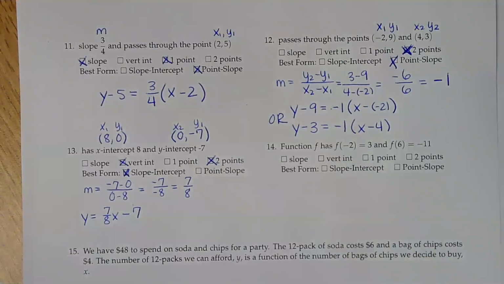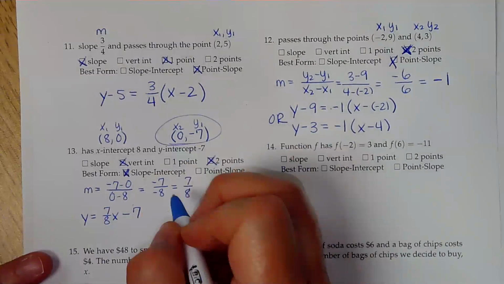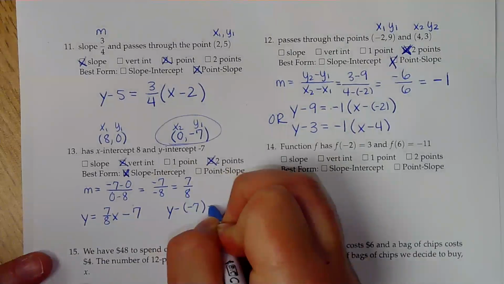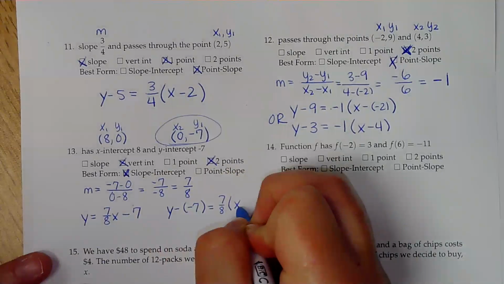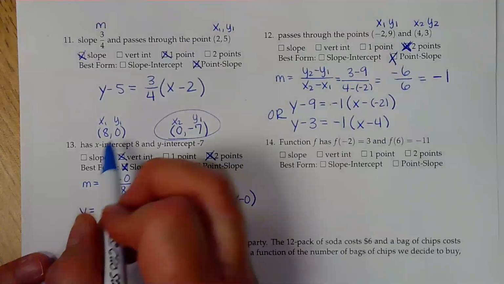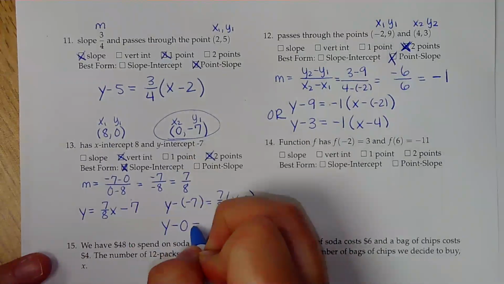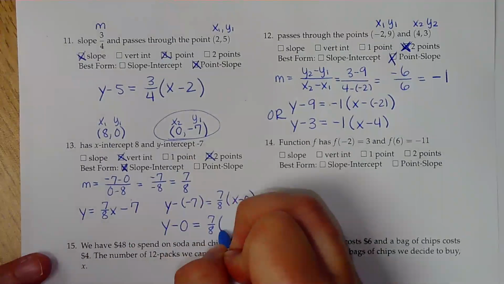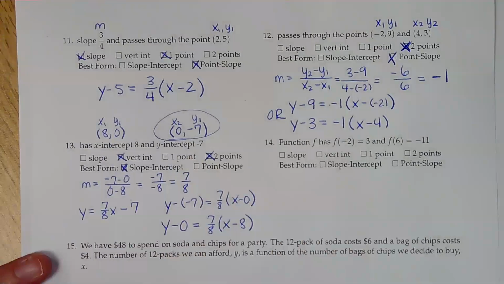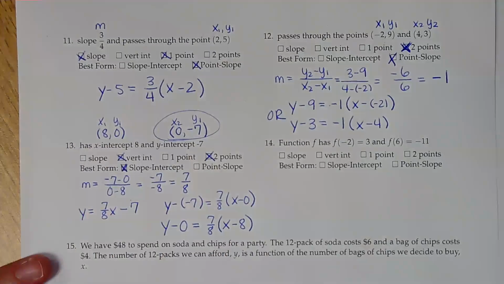And then if I was going to do this in point slope form, I could use maybe this point first. So that would look like y minus a -7 is equal to 7/8 x minus 0. So that would be another way of writing it that would be totally acceptable. And then let's try doing this point. So that would be y minus 0 is equal to 7/8 x minus 8. Okay, because it'll be x minus x1, and there's my x1. So any of those three would be totally fine there.